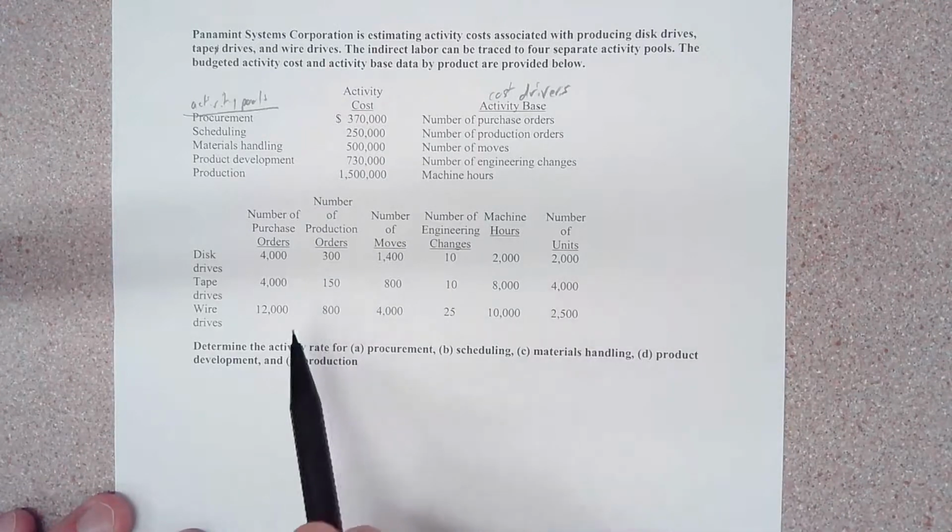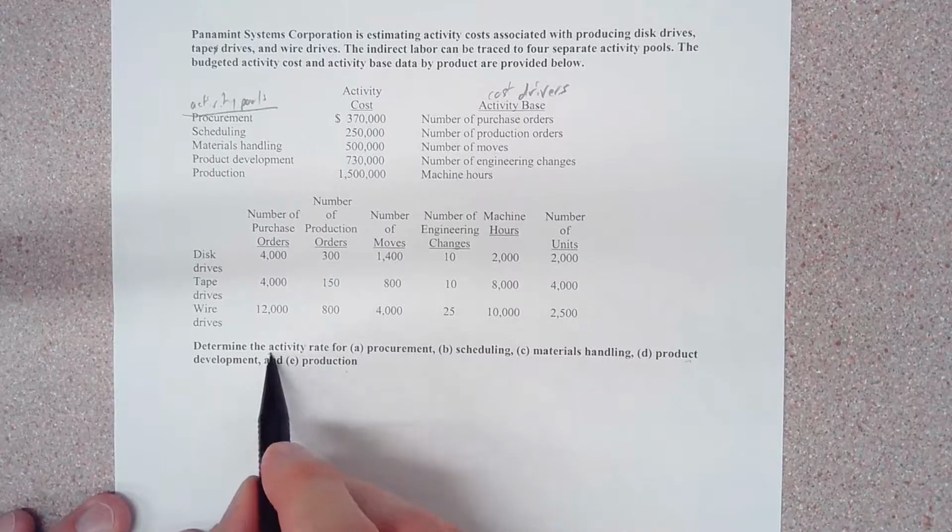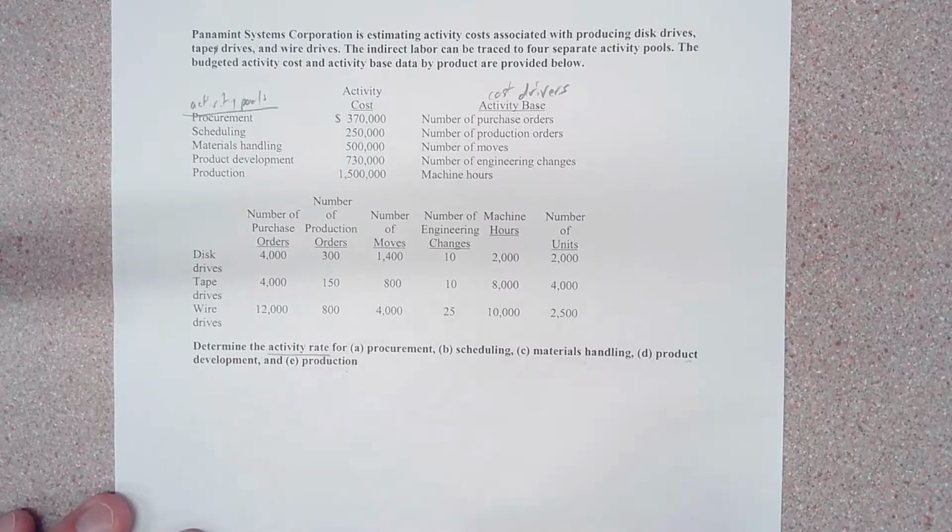So the question says determine the activity rate for procurement, scheduling, materials handling, product development, and production. All we're doing here is determining an activity rate, but we're going to have 5 rates: a rate for procurement, scheduling, materials handling, product development, and production. Let's see how we would go about doing this.